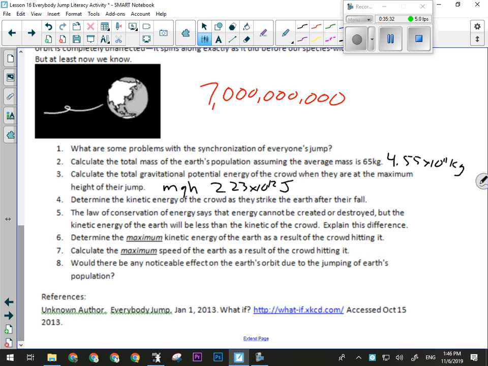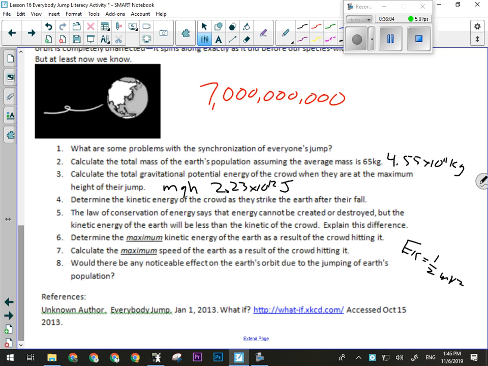Things like that. Now, for number 6, it says determine the maximum kinetic energy of the earth as a result of the crowd hitting it. So if this was perfectly 100% efficient, how much of this number ends up as kinetic energy for the earth? All of it. There's the kinetic energy gained by the earth as a result of the crowd landing on the earth's surface. Number 7 says calculate the speed of the earth as a result of the crowd hitting it. EK equals 1/2 mv squared.